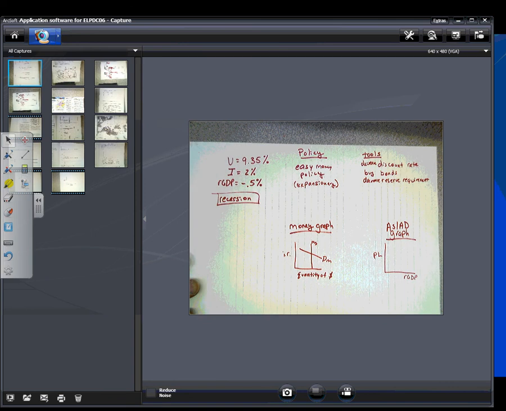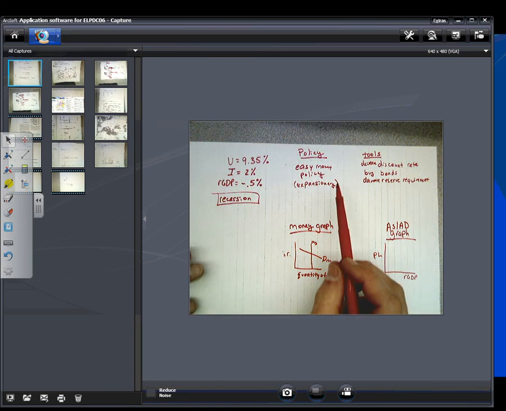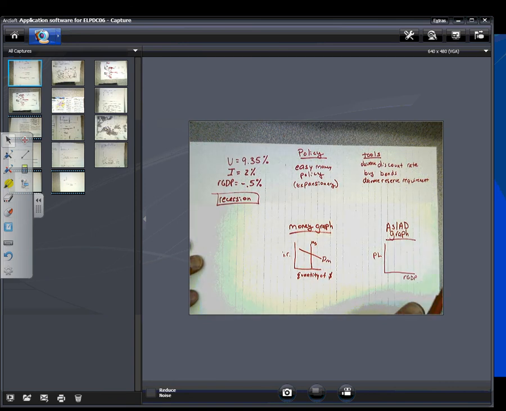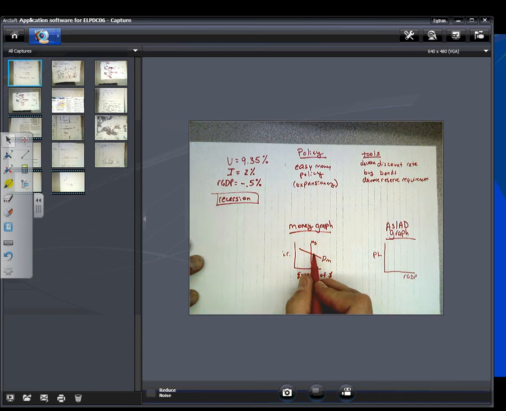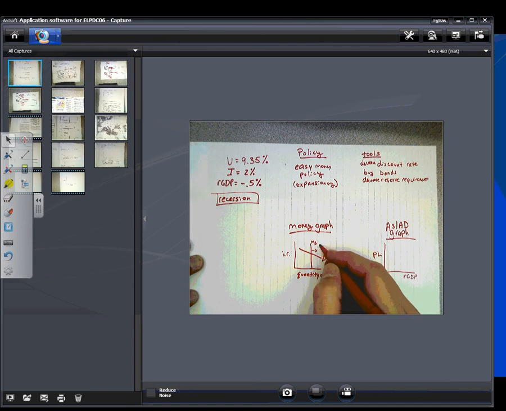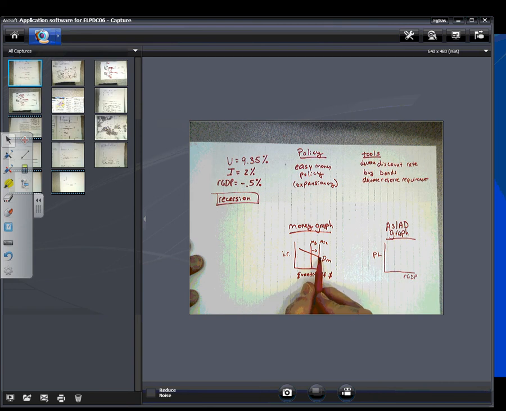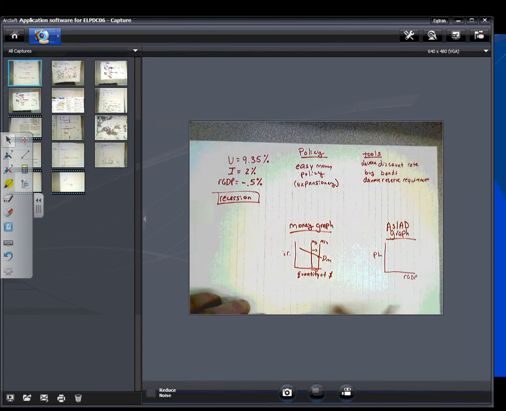And we're going to shift the curve. And since we're increasing the money supply, which way do we shift the money supply curve? To the left or to the right? So we go ahead and shift that right. We draw MS2. And you can see that the interest rates have gone down, but the quantity of money has increased.